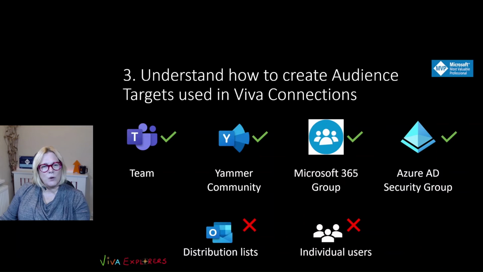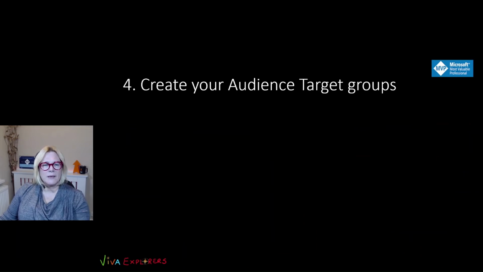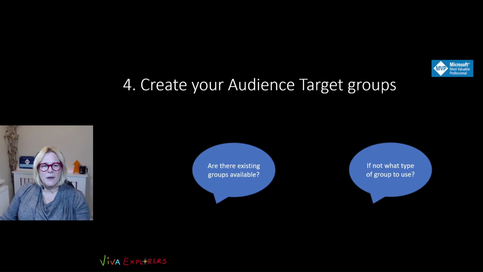So why not look at what you've already got? Let's consider our audience target groups. Number one, are there existing groups that are already available that we can use? So rather than starting off from scratch, you may have existing teams, Yammer groups, etc. If not, what type of group do I need to create? If people are going to need to collaborate as well, consider maybe a team or a Yammer community. If it's purely just for this Viva Connections targeting, then you don't need that Microsoft 365 group basis. Think about using an Azure AD group.